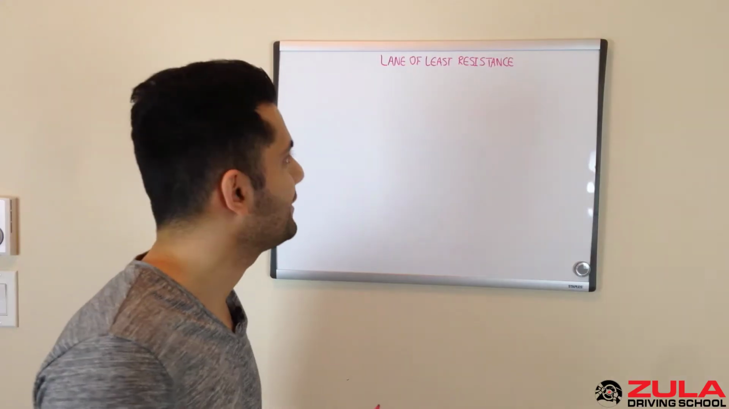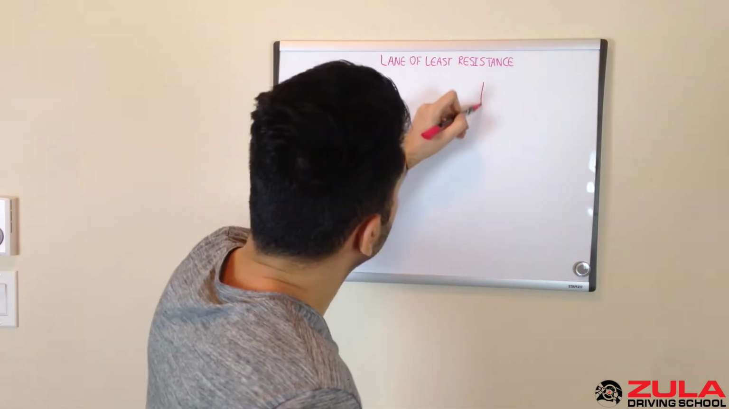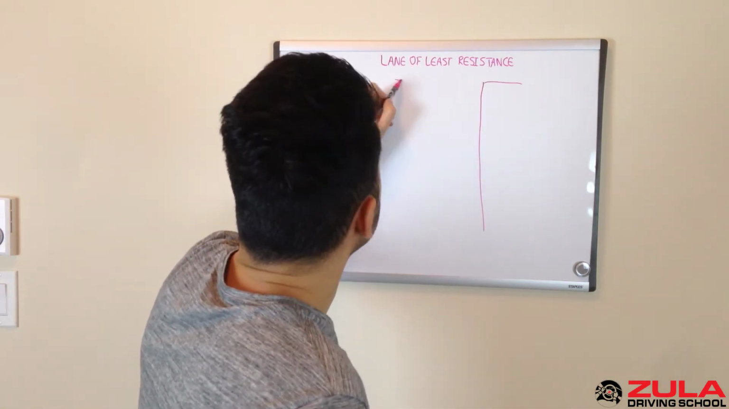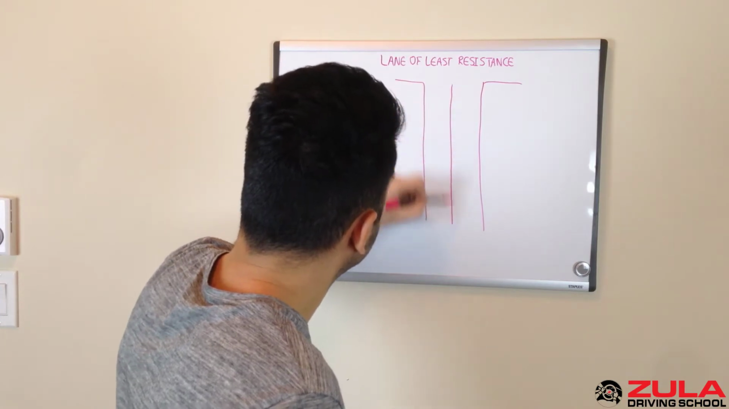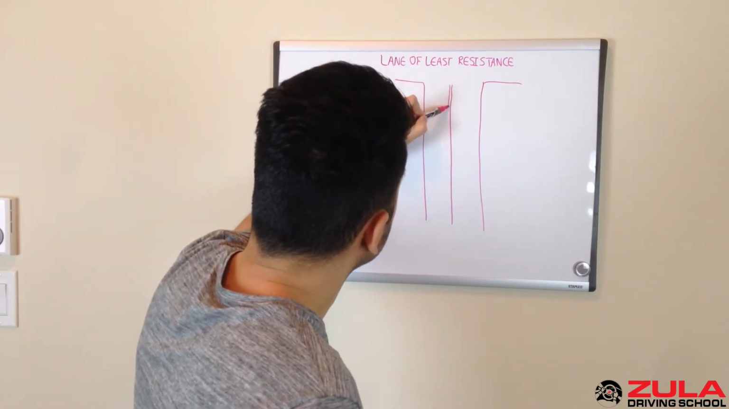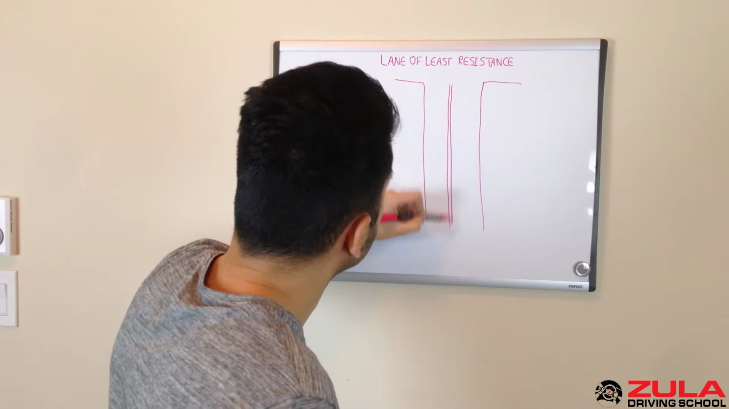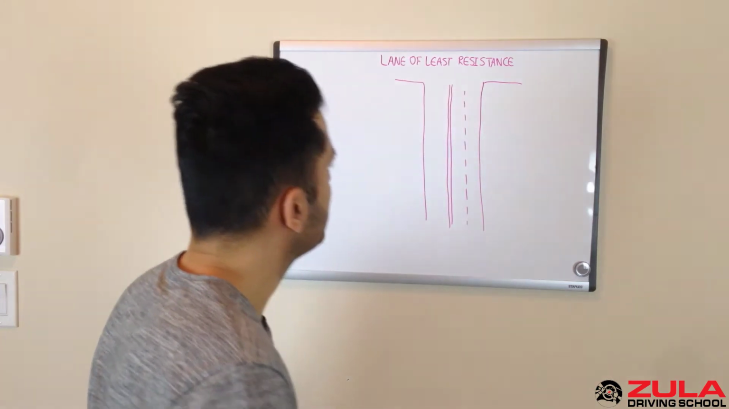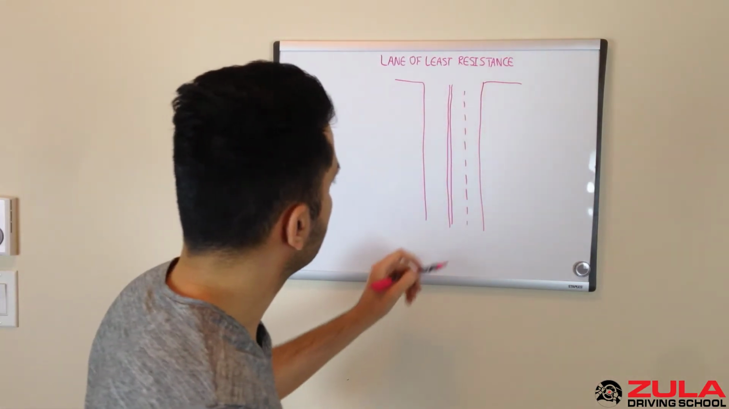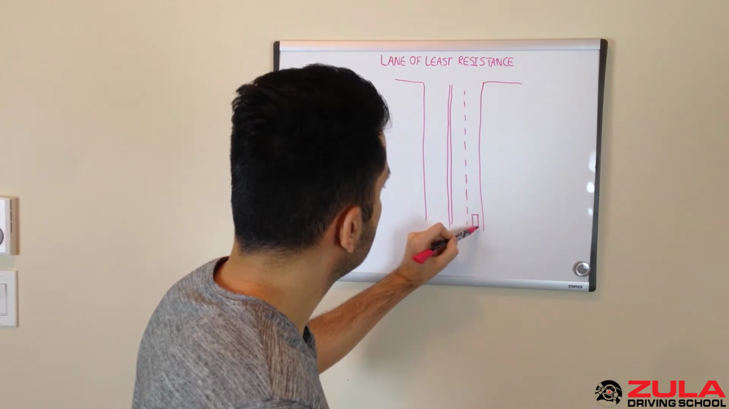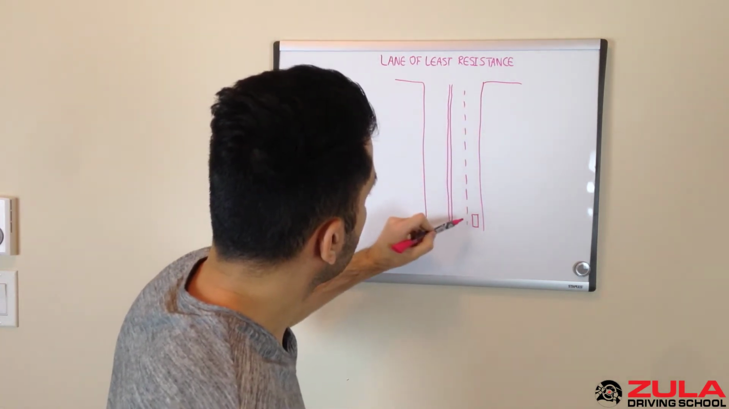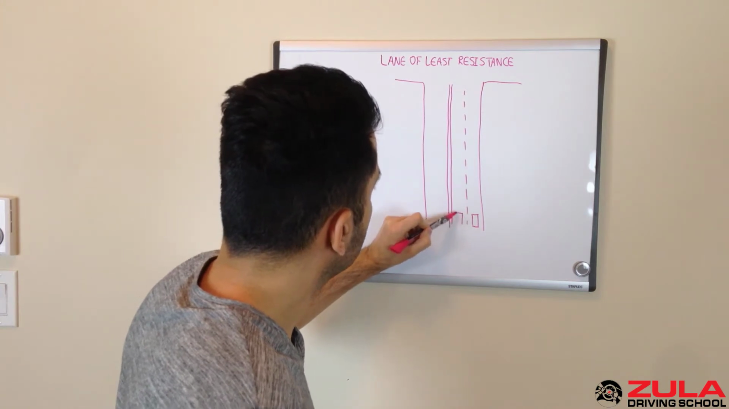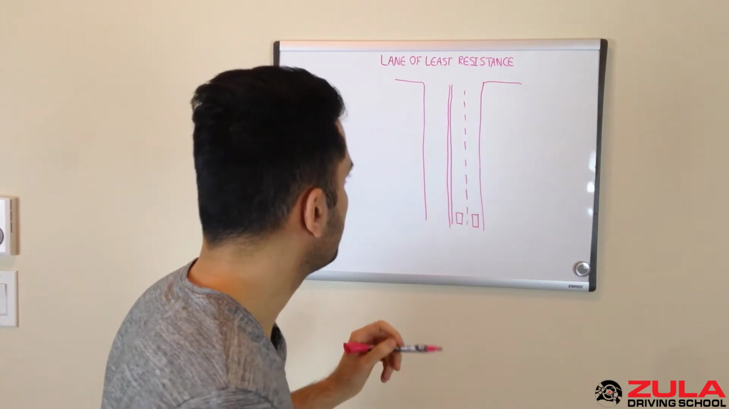All right, lane of least resistance. So you'll be driving down a stretch of road and you want to be thinking about which lane is going to be the lane of least resistance for me. What I mean by that is you want to be thinking about which lane allows me to travel more freely. Sometimes it's the lane to the left and sometimes it's the lane to the right.